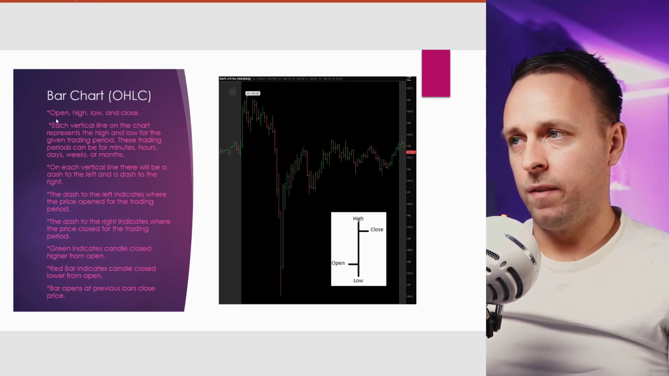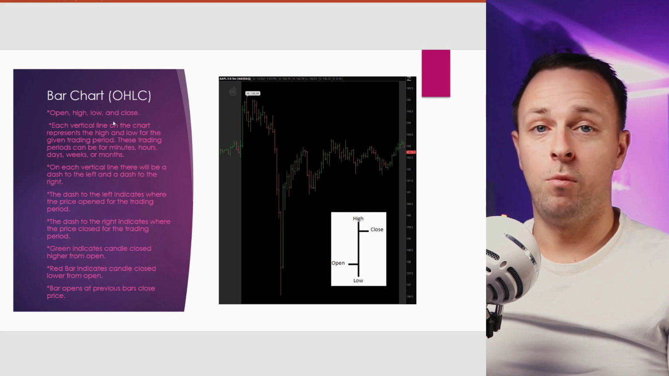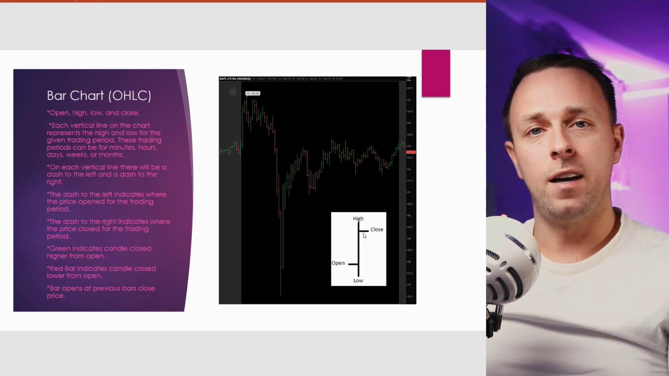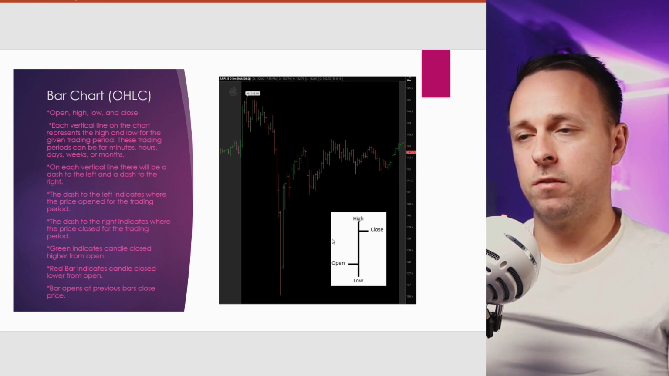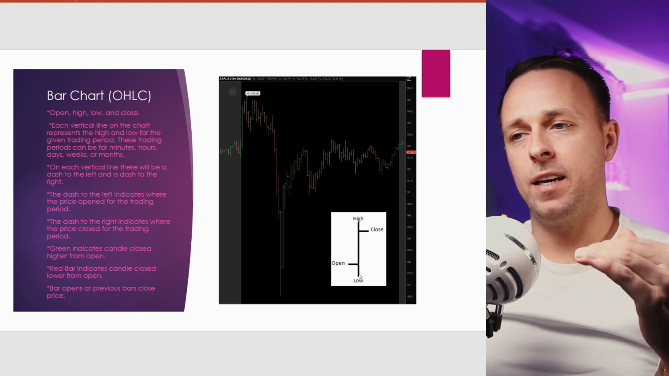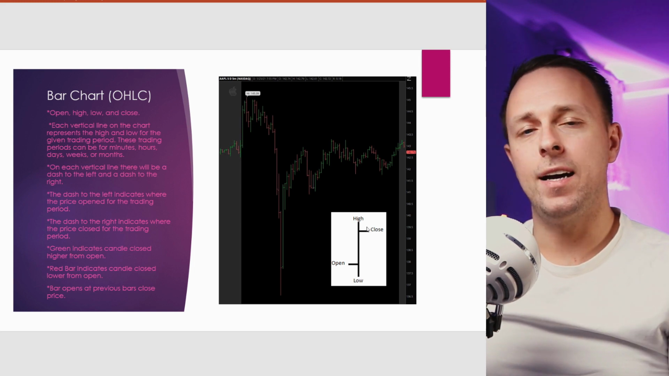So we have the open, we have the high, we have the low, and we have the close. Reminder that the line chart only gave us the closing price every 5 minutes, and this one gives us all 4 points. Each vertical line, so all these bars, indicate the low and the high.